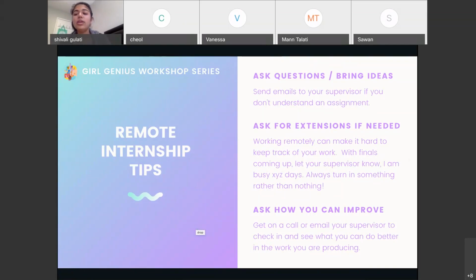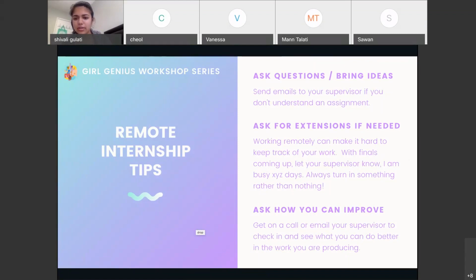The way that I like to go about extensions is to always turn in something rather than nothing. So be like, hey, I've worked on the project this far. This is what I've accomplished, but I think I'm going to need more time to finish it. This way, they're more inclined to give you an extension because you've already told them that you've done work. You've already started on the project, this is what you've done with the time you were given, and you need this much time to finish off and accomplish this.